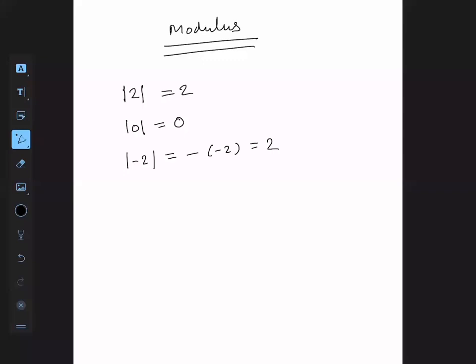So basically modulus of a positive quantity is the same number, modulus of 0 is 0, modulus of a negative number is positive. How to make it positive? Just by multiplying by a minus sign. Negative of negative is a positive number. So you can say y is equal to mod x, which is equal to x if x is greater than or equal to 0, and equal to minus x if x is less than 0.